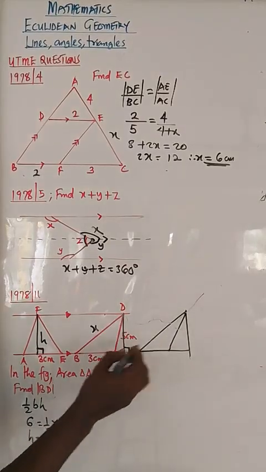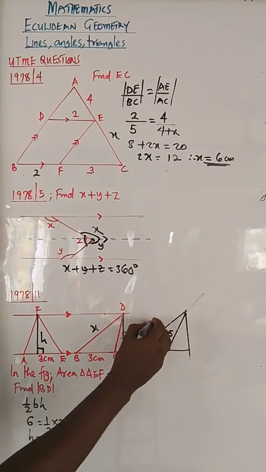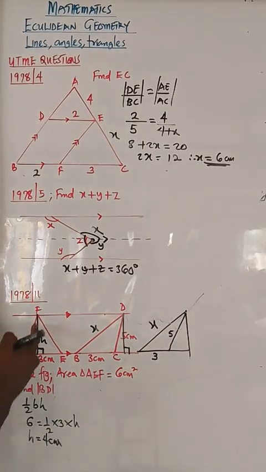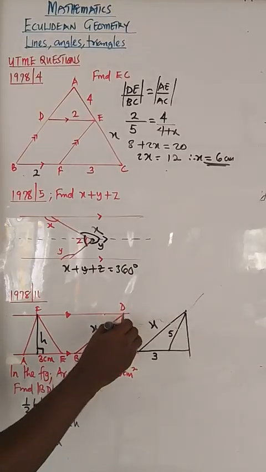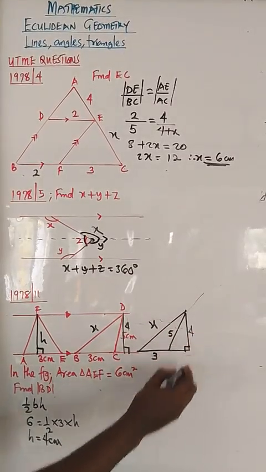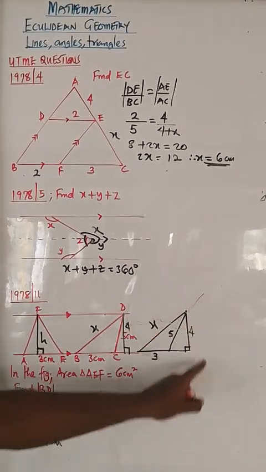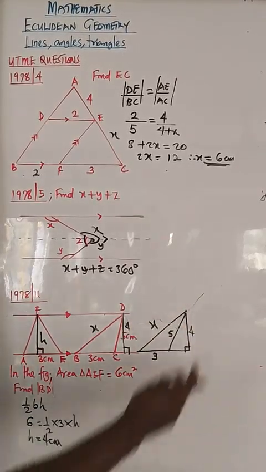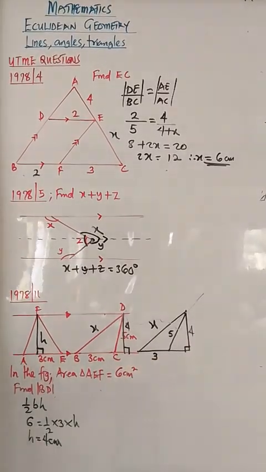This one is 5. This is 3. This is x you are looking for. And if this is h, this is also h. And h is 4, so this length is 4. Right angle. Now this x is the hypotenuse of this big triangle. So we know this side, but we don't know the whole of this side. So we can get the whole of this side.